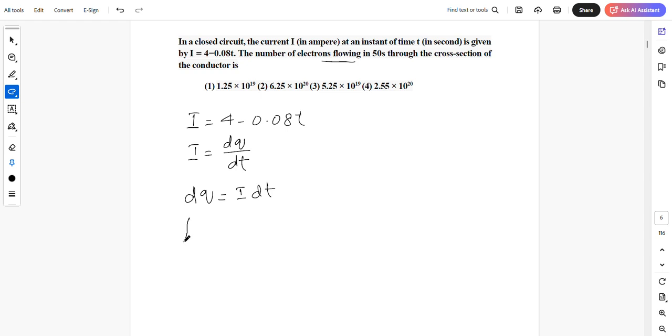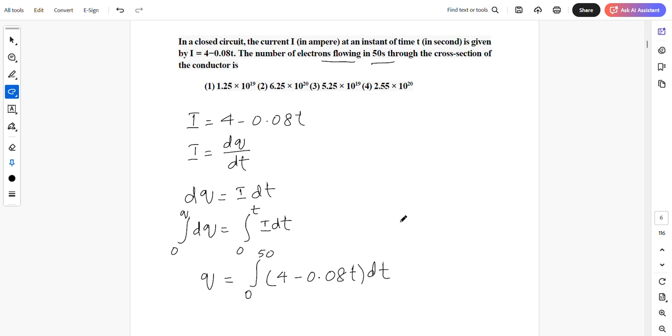Okay, you have to integrate it. dq is equal to integration of I dt. The limits of integration are 0 to q on one side and 0 to t on the other. So q is equal to the integration from 0 to t. How many seconds have you given? 50. How much is I? They have given I as 4 minus 0.08 t, dt.